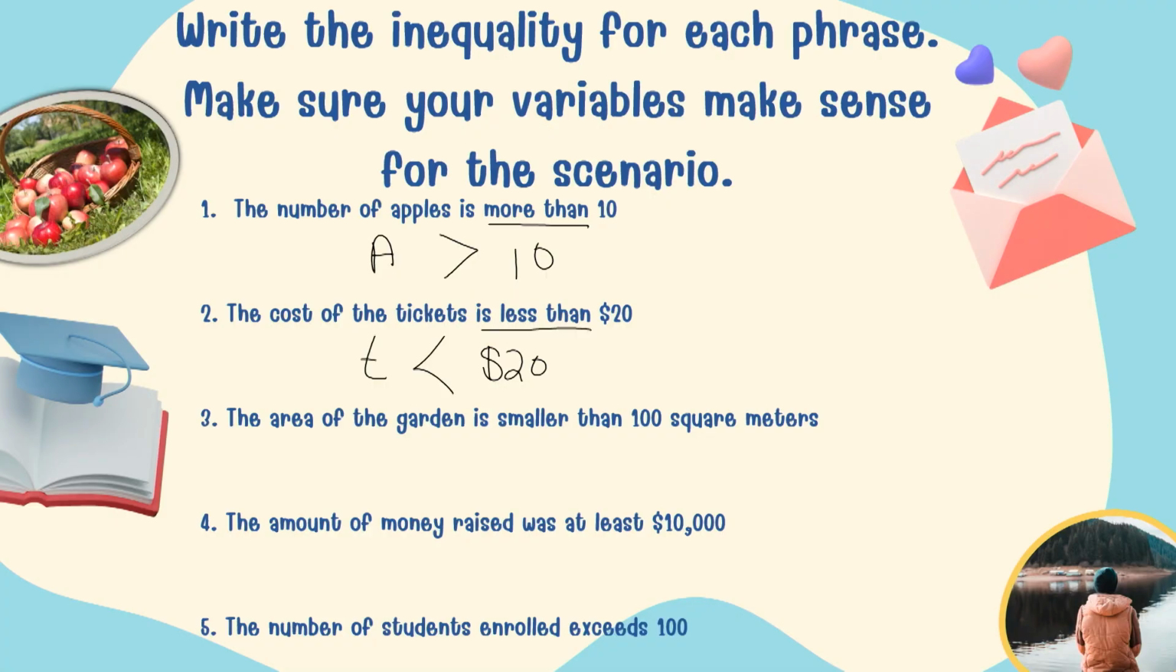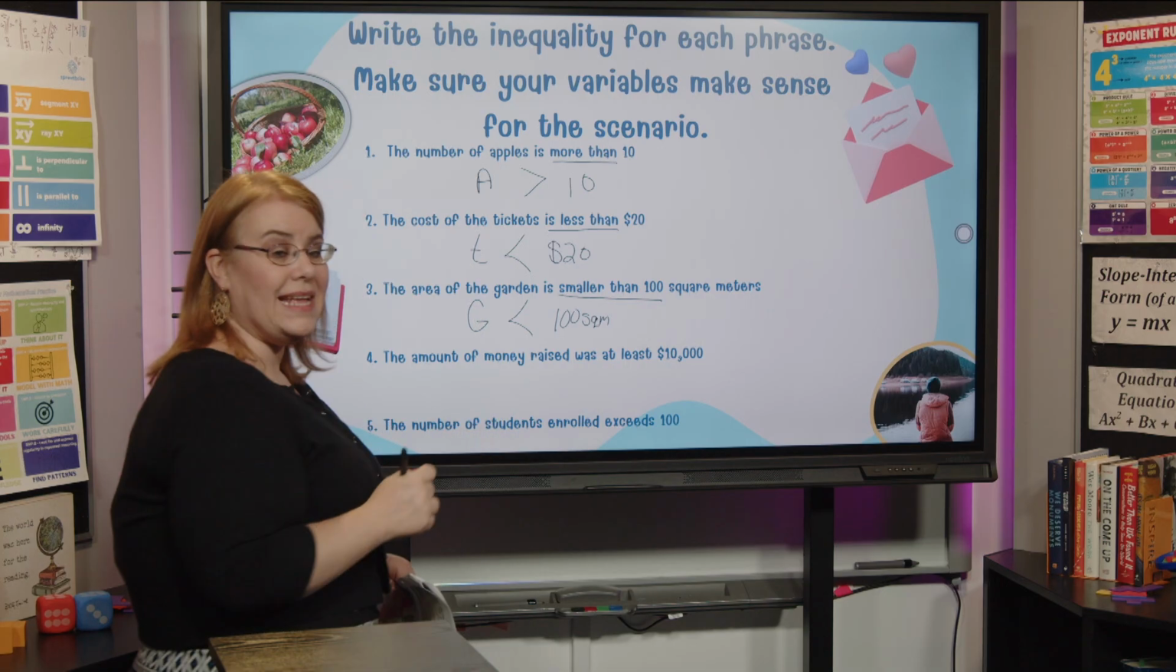Let's look at number 3. The area of the garden is smaller than 100 square meters. So I've got my garden, I've got 100 square meters, and it says that the garden is smaller than. So I'm going to use that less than symbol.